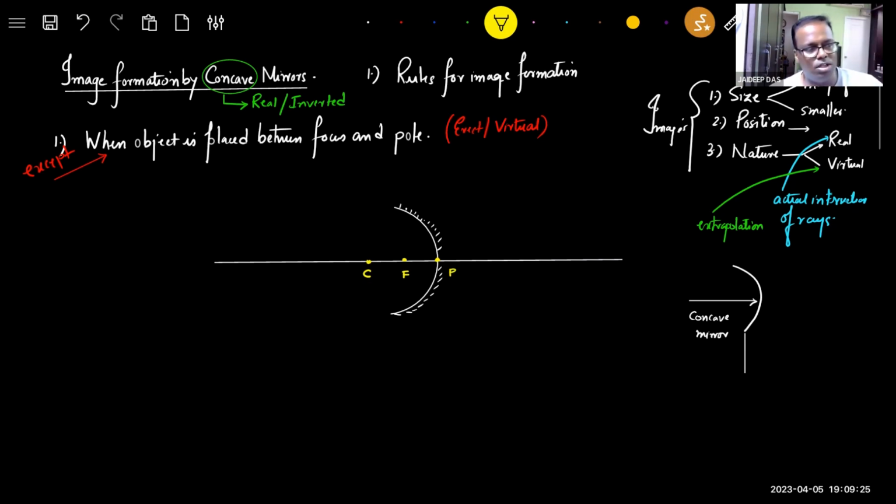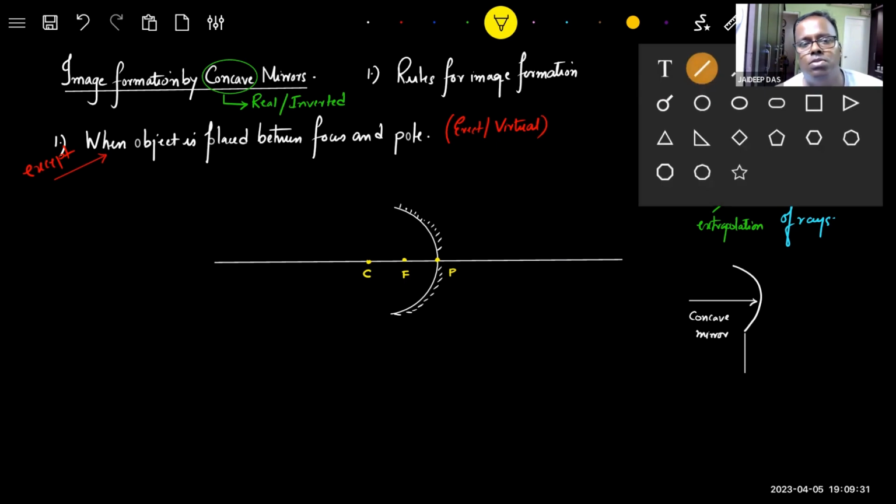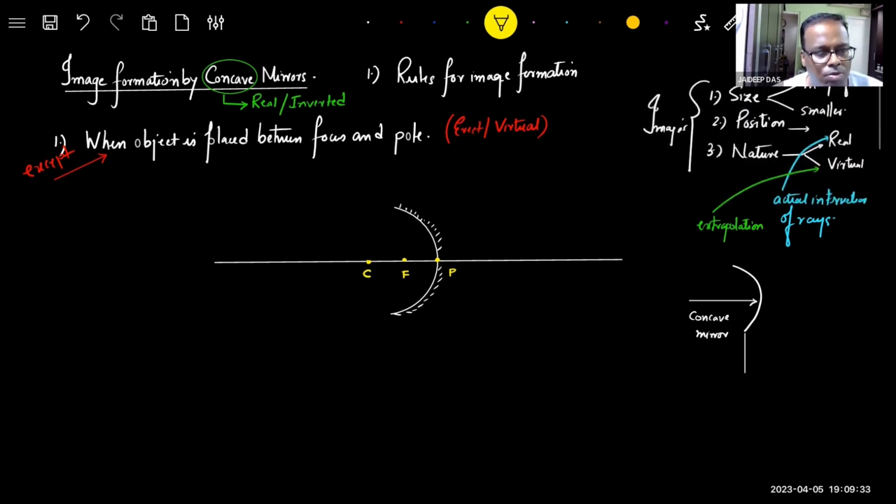Now, where is the object? Look what I've said. The object is placed between focus and pole, anywhere between focus and pole. So let's place our object anywhere between focus and pole. Let's say the object is placed here. Okay, so let me change the color. The object is placed here between focus and pole. Fine. Now let's draw the ray diagram for this. So how will the ray diagram be?